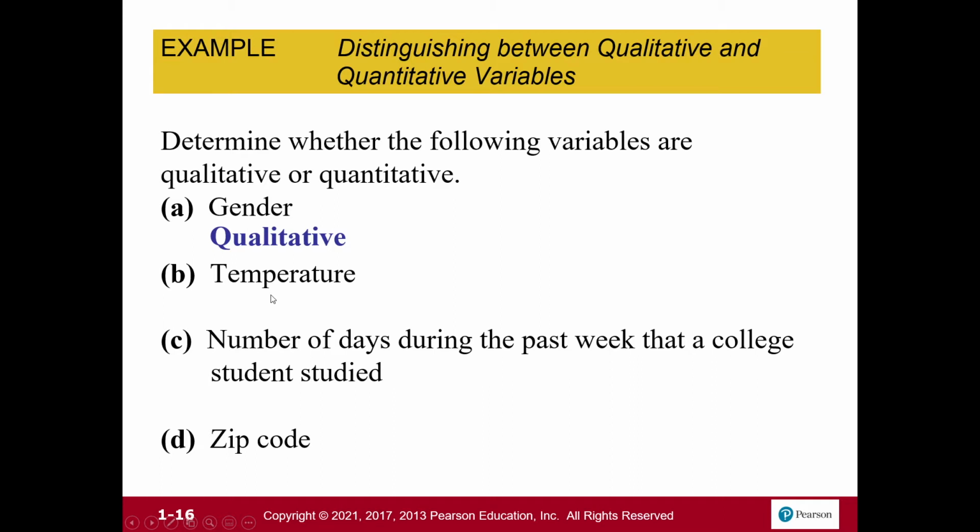So the question is, determine whether the following variables are qualitative or quantitative. Gender, qualitative. Temperature, quantitative. Number of days during the past week that a college student studied, quantitative. Zip code. This is a tough one. Think about it. We know zip codes are numerical, but they can't really be quantified. They're qualitative. The numbers are used to categorize areas on a map.